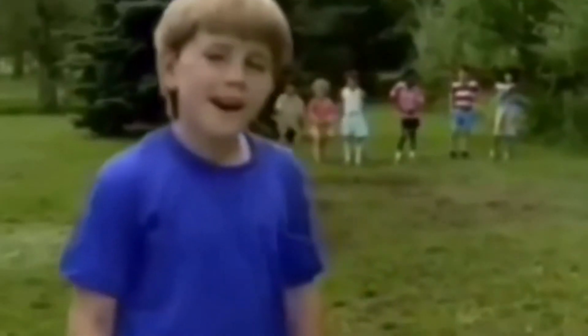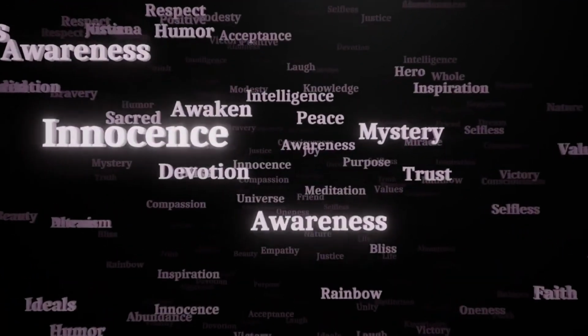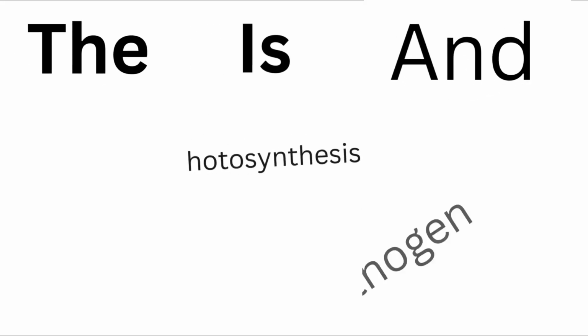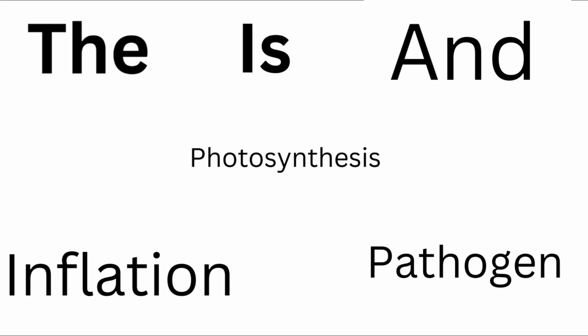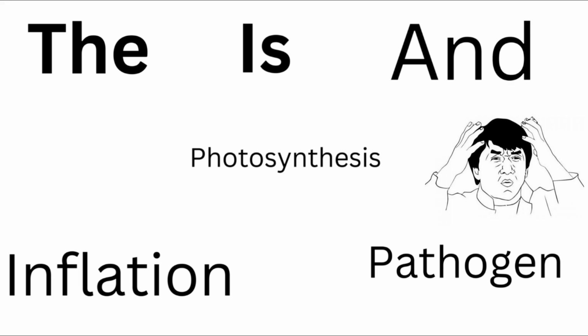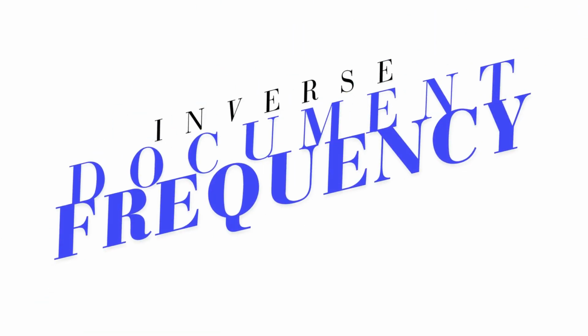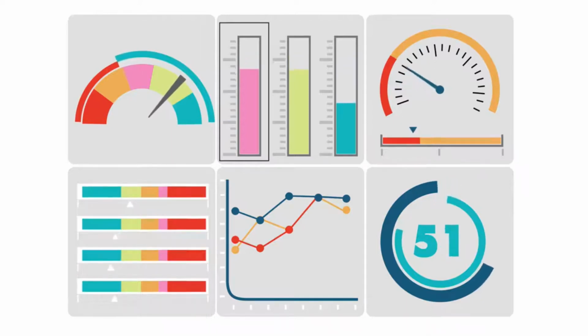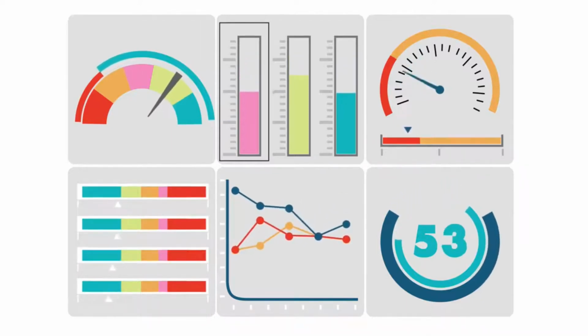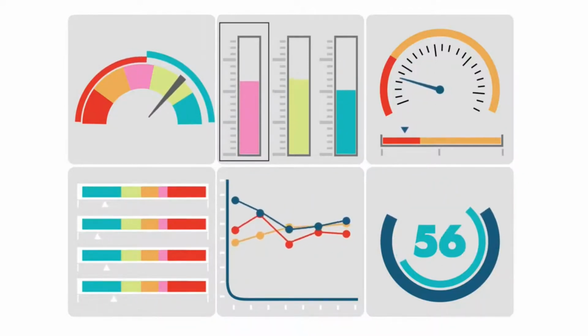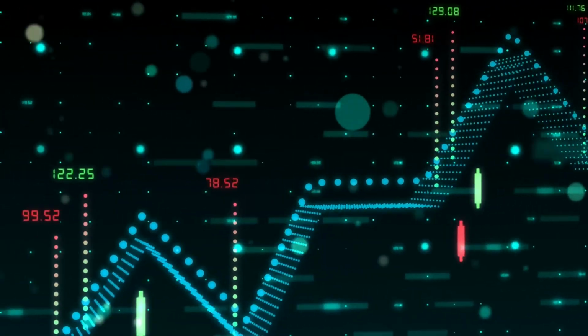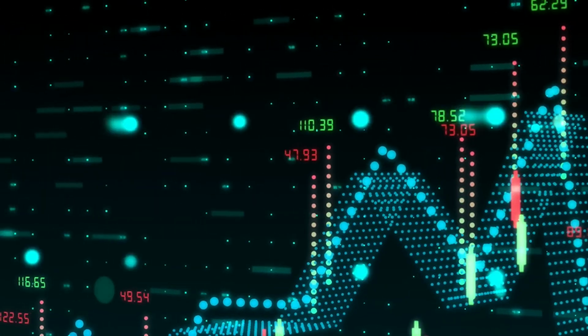But there's a catch. Some words are very common across many documents, like the, is, and, or even domain-specific words in certain fields. If we only considered term frequency, common words might be deemed important in every document. This is where inverse document frequency, or IDF, comes in. IDF measures how unique or rare a word is across a collection of documents. The less frequently a word appears across documents, the higher its IDF score.